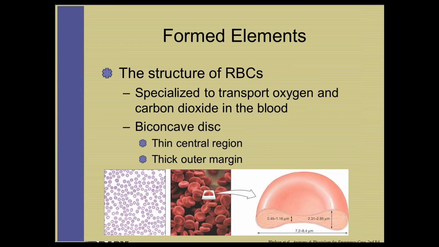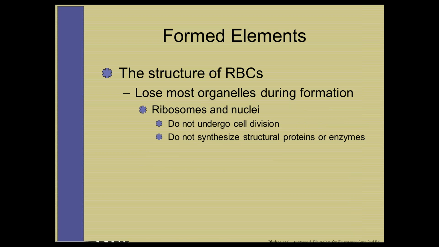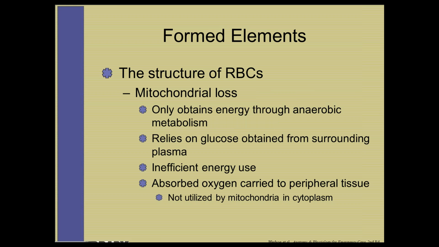The structure is basically a biconcave disc. It's designed for passing through. The cells can change their shape and slide in and out through small vessels, and they have a high affinity for carrying oxygen and also CO2 and getting that exchange. They can slip in and out of areas really easily.